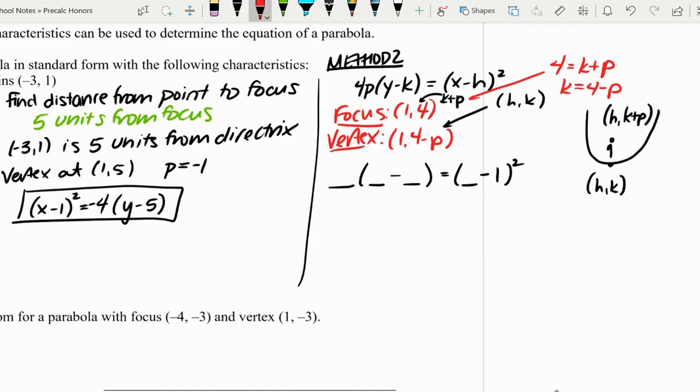So 4 minus p is going to be our k, which is going to go here, 4 minus p. Sneaking that in. We don't know p, so I'm going to put that out here. Now, luckily, they also gave us a point on the parabola, which was (-3, 1). So we can use that as x and y. So a little bit crazier over here solving this method. That's why I like that first one where we're really using the definition of a parabola, but this will get us there too. So now I'm going to simplify everything here.